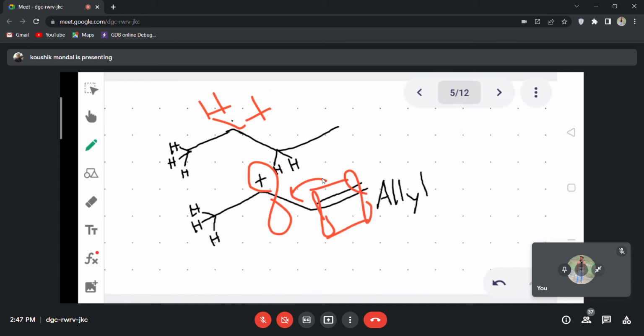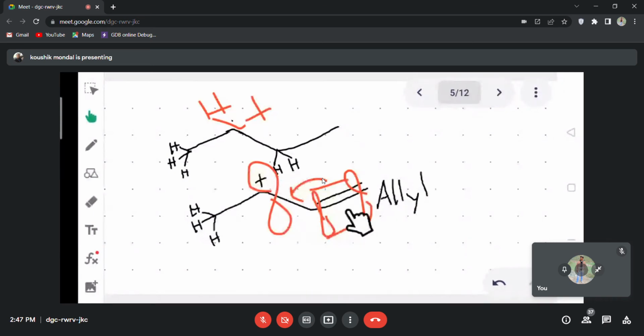When a carbocation forms, a vacant p orbital forms, and pi bonds are basically formed by the overlap of two p orbitals, as we have learned previously. So this bond can break and another bond can form here by the delocalization of these pi bonds.